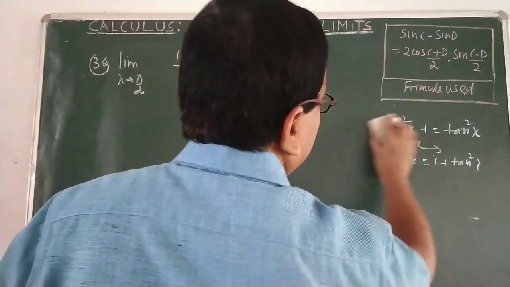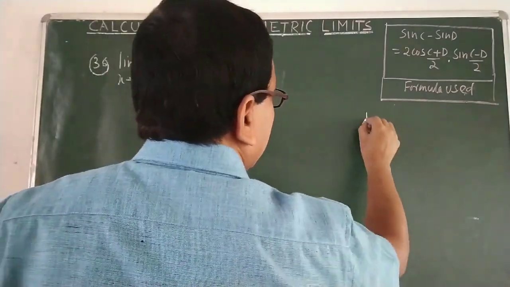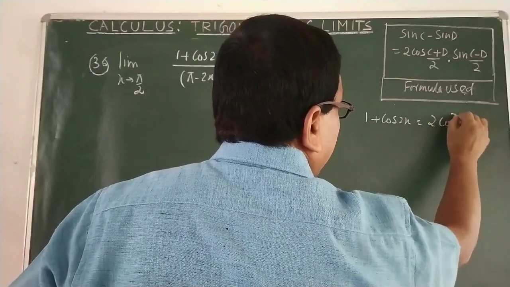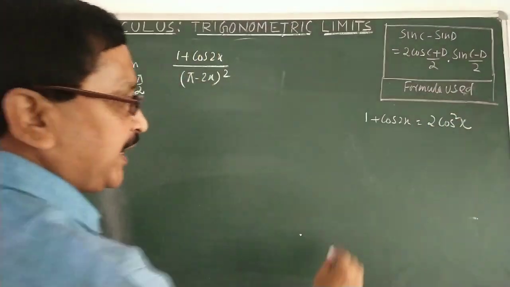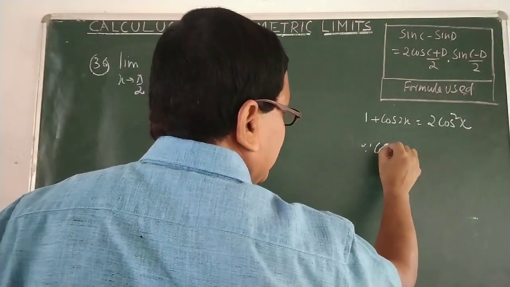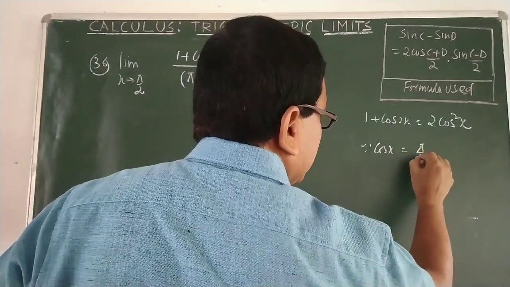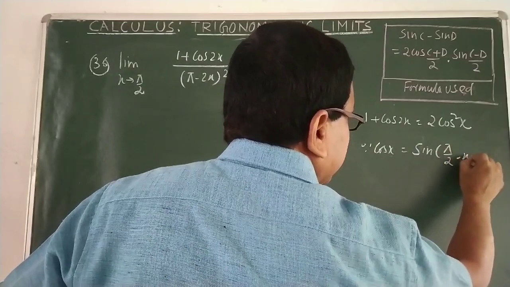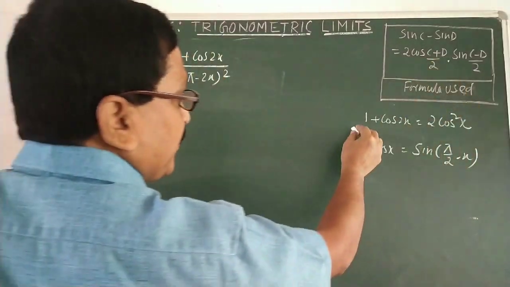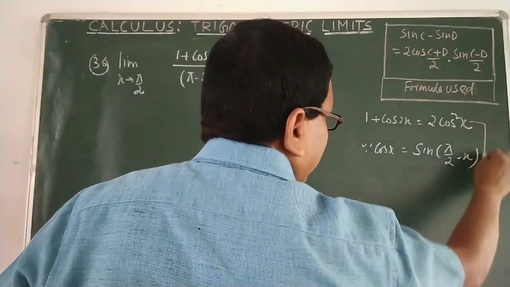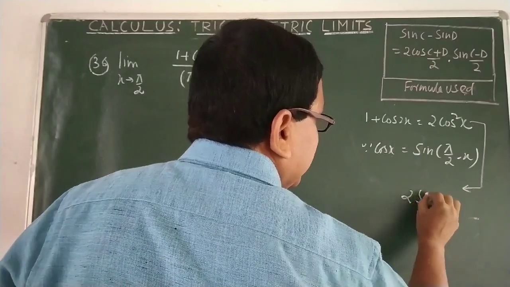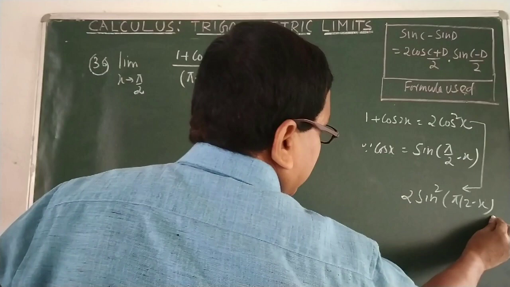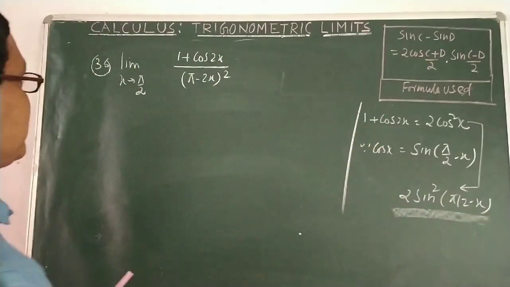1 plus cos 2x, the formula you know: 1 plus cos 2x is equal to 2 cos square x. And we know that cos x is equal to sin of pi by 2 minus x, you know this. So this will be equal to finally 2 sin square pi by 2 minus x. Remember this concept will be used.